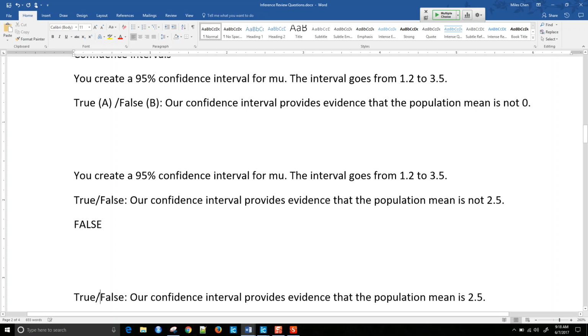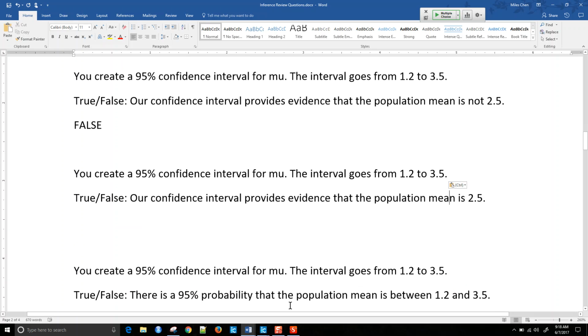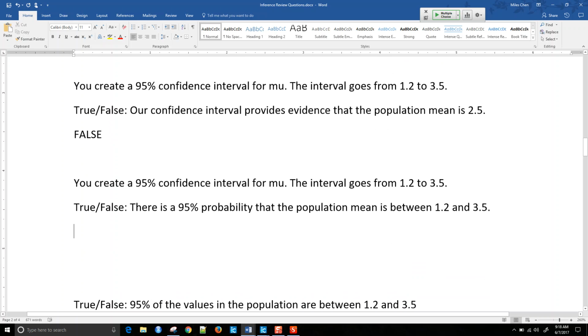Okay. Our confidence interval provides evidence that the population mean is 2.5. False. Okay. There's a 95% probability that the population mean is between 1.2 and 3.5. That's true. Should we do a clicker question here?